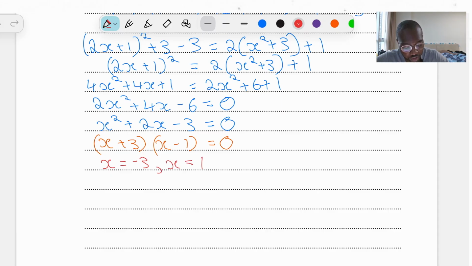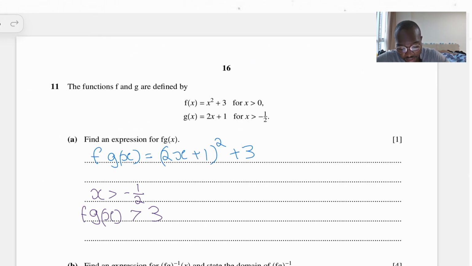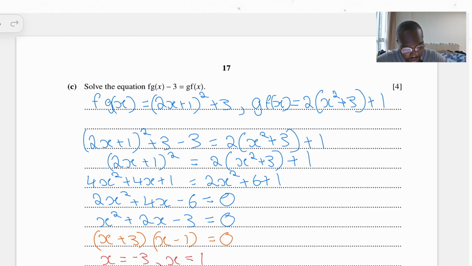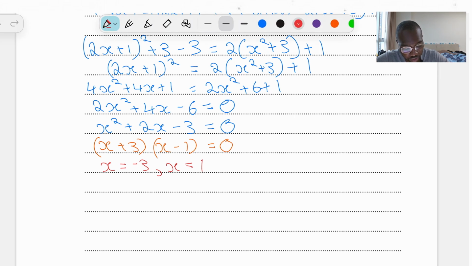But just remember what they tell us in the question. Remember that here they have this domain where x is greater than a half, okay? And we also worked that out for fg(x). So what that means is, even though we've put it in this question, x still has to be greater than a half, okay? So because x still has to be greater than a half, we disregard any solutions where x is less than a half. So in this case, we disregard this value here. So therefore, x is equal to 1, okay?